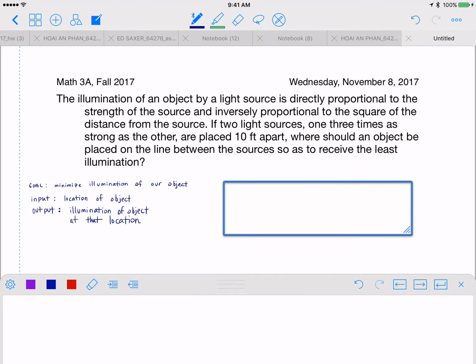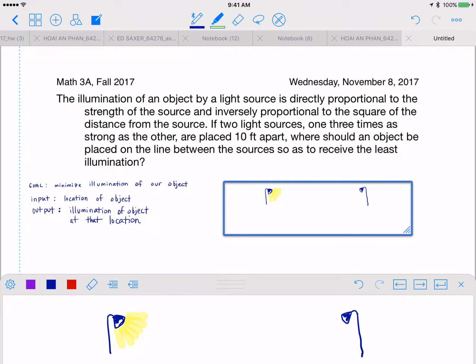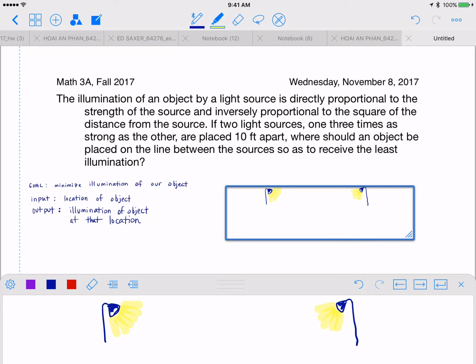Okay, so we can draw a picture of our situation here. We're told that we've got two light sources. The first one, I'm just going to draw here, almost like a little lamp. The second one, I'm going to draw here. It also is like a little lamp, right? And these light sources are giving off light. So I've got the light showing here, in yellow. And we're told that the light sources are 10 feet apart. So from here to here is 10 feet.